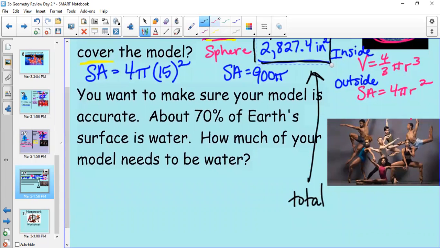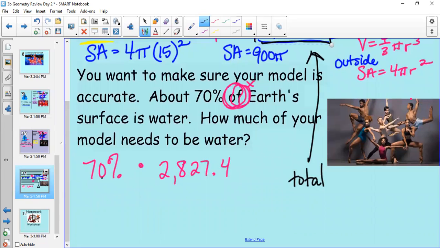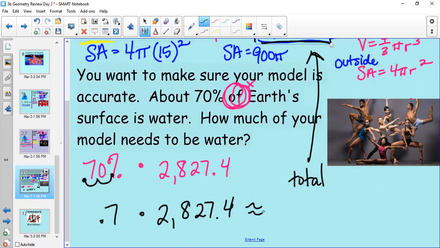So I recognize the word of. Of is a keyword that tells us we need to multiply. So we want to take 70% of, so multiply it by the total. So 2,827.4. Now in your calculator, we don't usually put 70%, we change it to a decimal by moving it over to the left twice. So 0.7 times 2,827.4. And I'm going to go ahead and do that now. Give us an answer of approximately 1,979.2 square inches.